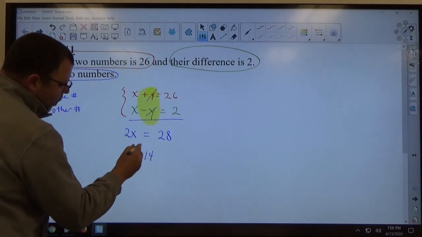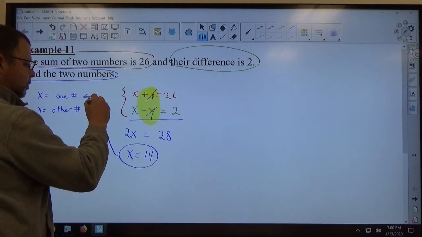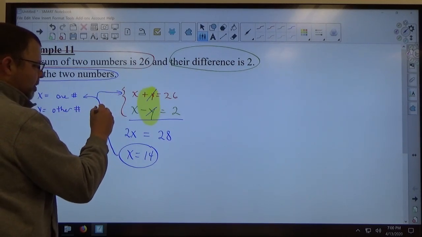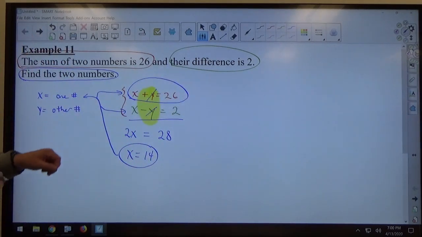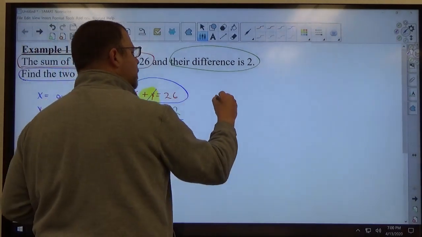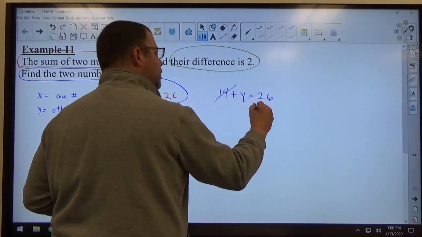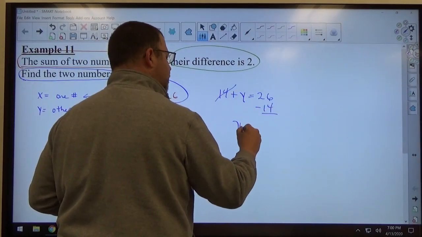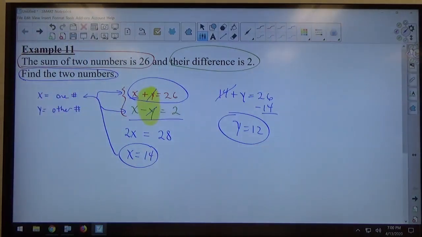Once we know that x is 14, x is one of the numbers. To find the other number, we have to go back to one of the two equations. I'm going to pick this one since everything's positive. We already know x is 14, so instead of writing x plus y equals 26, I'm going to write 14 plus y equals 26. We move the 14 to the other side, change its sign. It gives me y is equal to 12. So one number is 14, the other number is 12.